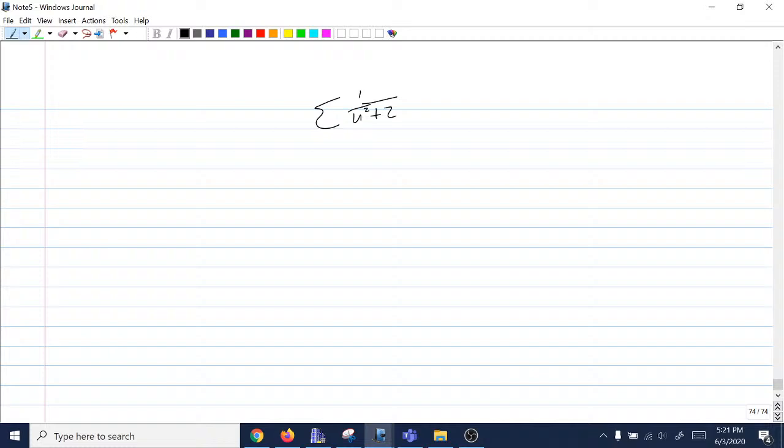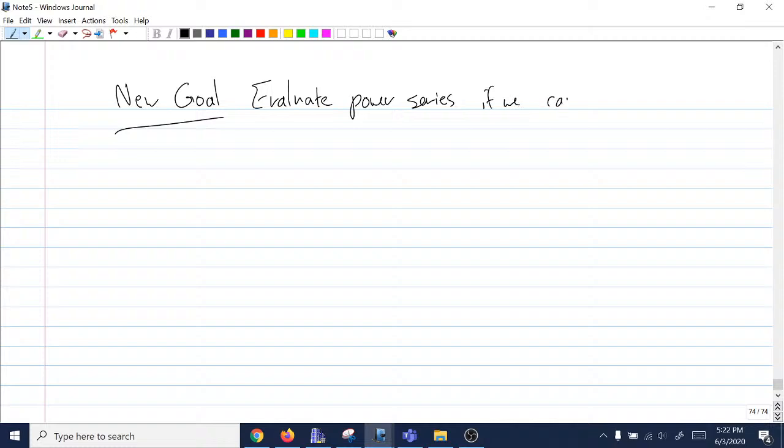It turns out the best way to figure out what it converges to is throw an x to the n on there. Thinking about functions is way easier than thinking about numbers because we get these tools to work with. So here's one of our new goals: to evaluate power series if we can. And we start with some baby power series that we can evaluate.